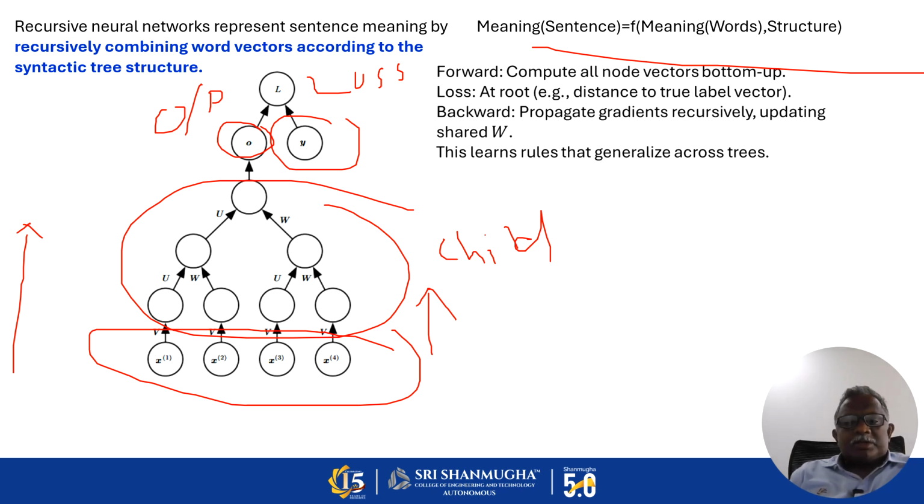So what we do is compute all node vectors, because each word is represented in terms of vectors. So we are going to compute all node vectors, and at the root we are going to find the loss. Then once we find the loss, we can update the weights. That is the reason we have back propagation, and this is the way it works across the tree. Once you find the loss, change the weights by gradient descent algorithm, and it moves across the tree.